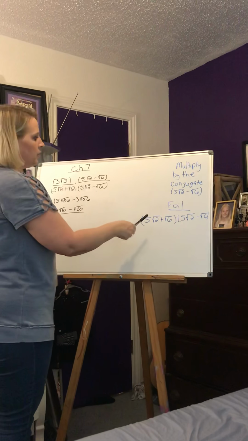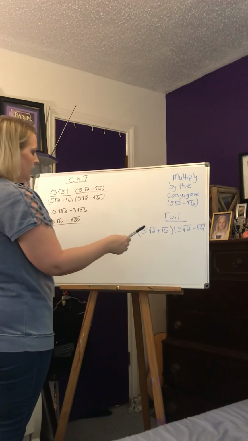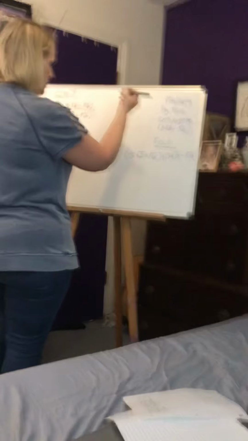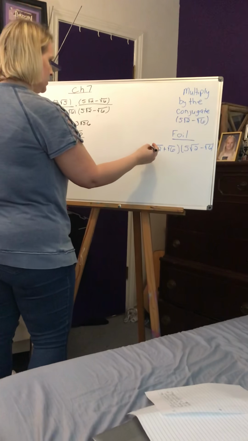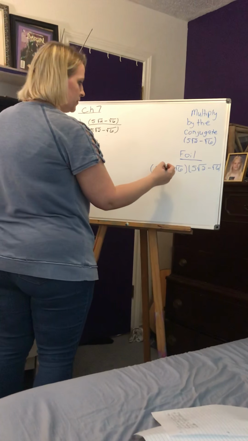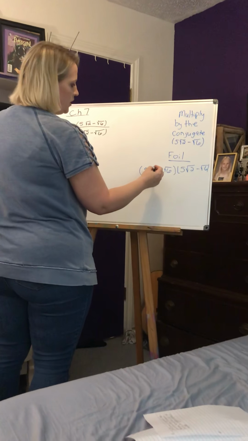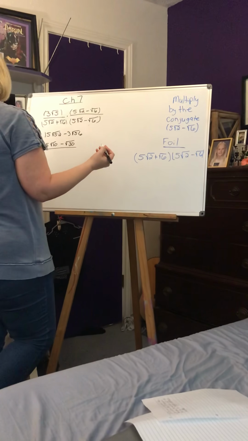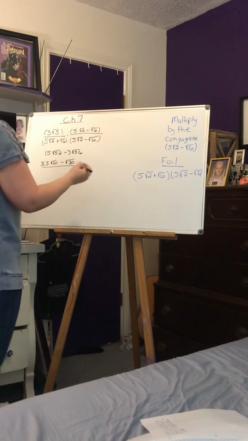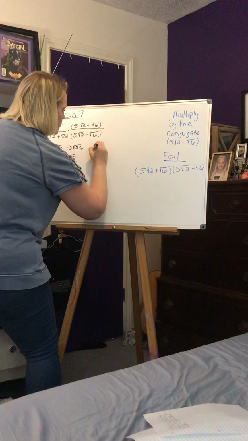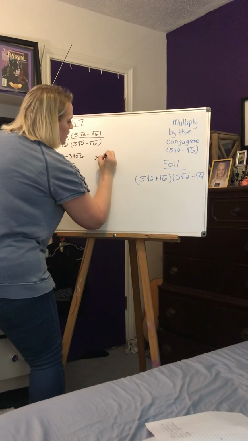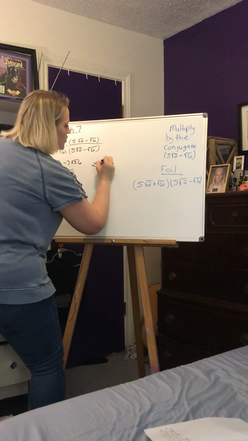Okay, for the denominator, we're going to FOIL that, and so we're going to have 4 products. So 5√2 times 5√2 would give us 25 times √(2 times 2).